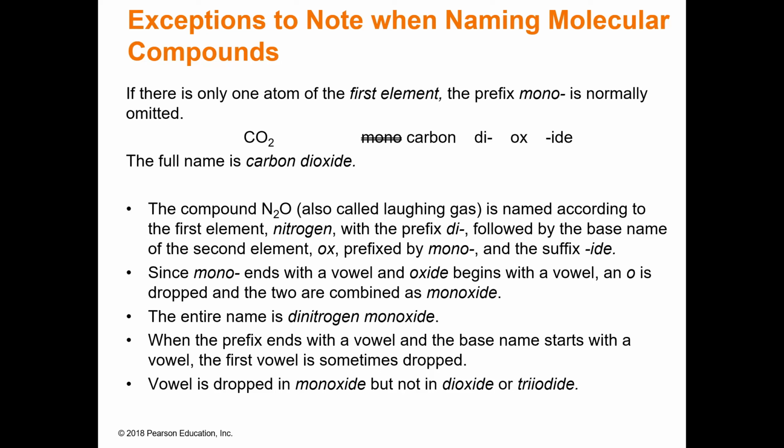A few naming quirks to watch out for. We usually drop the prefix mono on the first element. For example, CO is carbon monoxide, not monocarbon monoxide. When mono comes before a vowel, we often drop the O, so we say monoxide, not monooxide. This doesn't always apply to other prefixes, like in triiodide, where we keep both vowels.